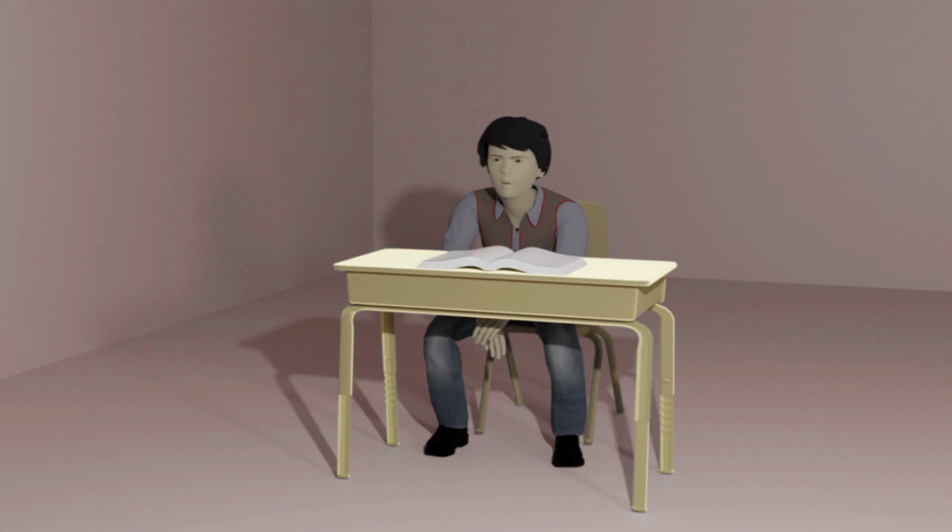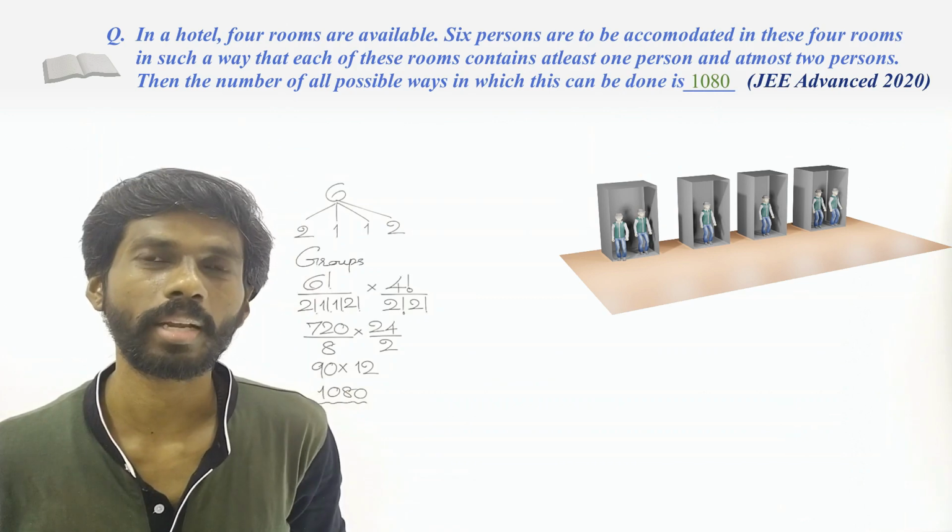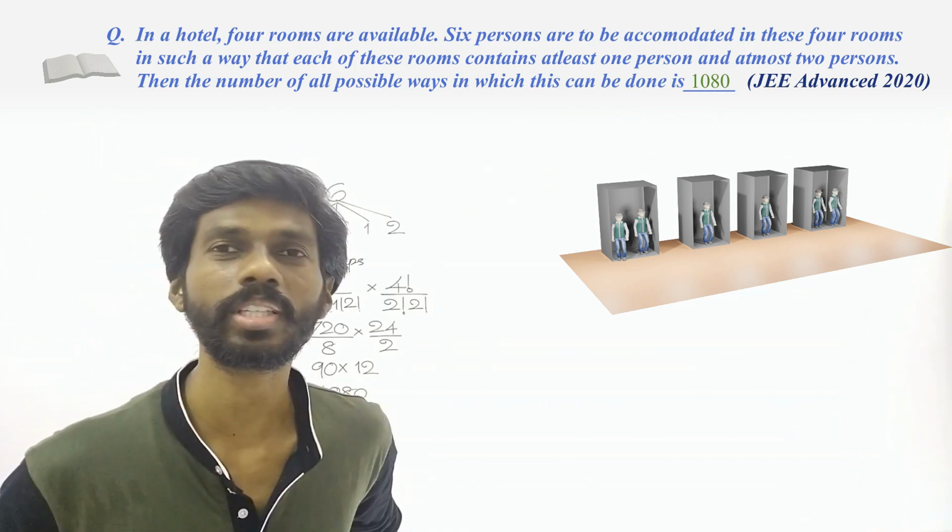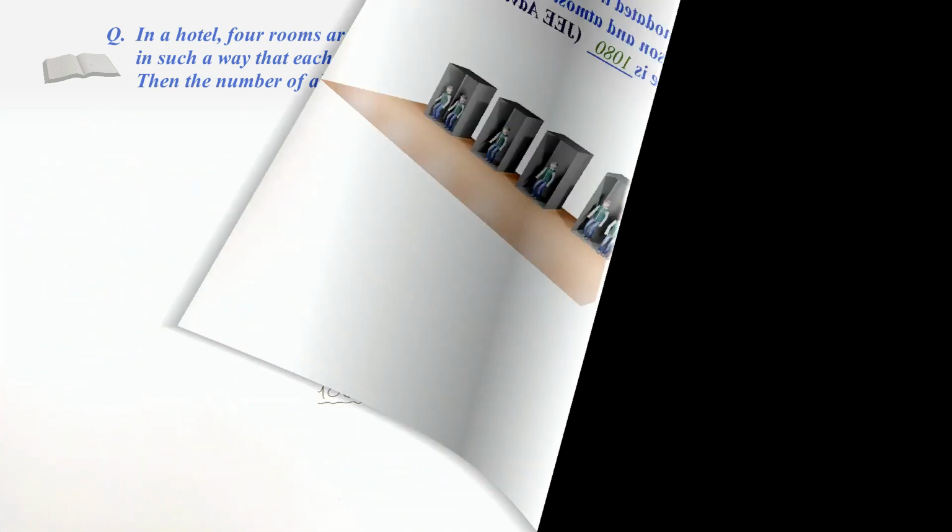JEE Advanced questions of this chapter seem to be very simple. Usually the questions of this chapter that appear in the exam are very simple, but sometimes the questions do get tricky, like in this example.